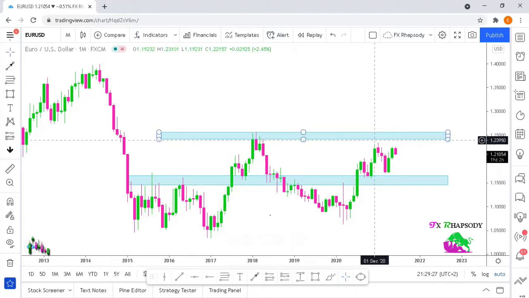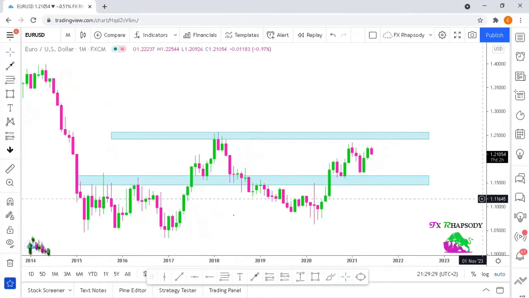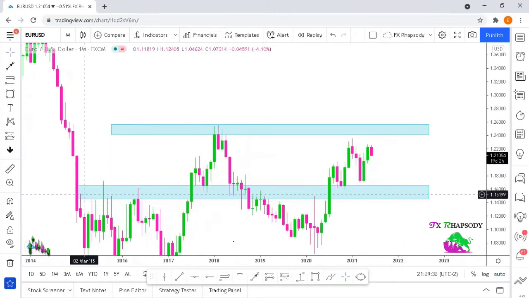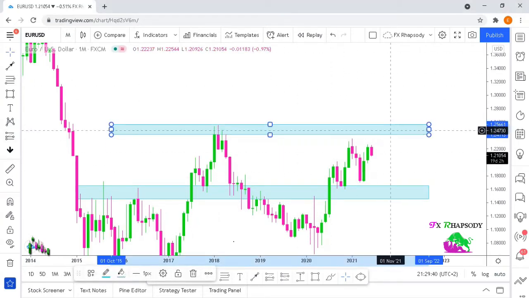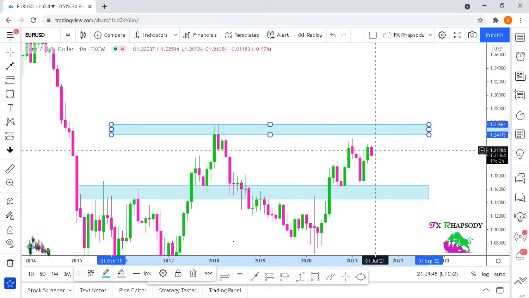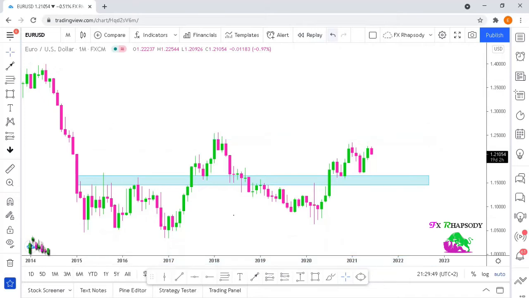So guys, again, price action, nothing to it. So let's see what happens on that area. Price has not broken these two areas in the last couple of months, seeing that this is a monthly time frame. So price is still in between that for the Euro USD.